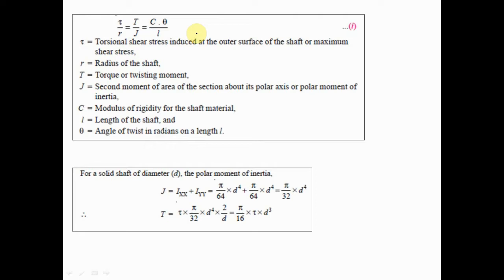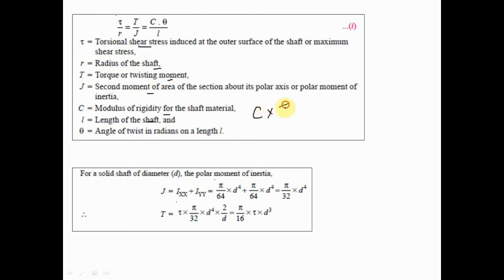So this equation that you can see on the screen, tau by r is equal to T by J is equal to C theta by L. This is known as the torsion equation, where tau is the torsional shear stress, r is the radius of the shaft, T is the torque or twisting moment, J is the second moment of inertia or the polar moment of inertia, C is the modulus of rigidity for the shaft material, L is the length of the shaft, theta is the angle of twist in radians, and also we have a term that is C multiplied by J.